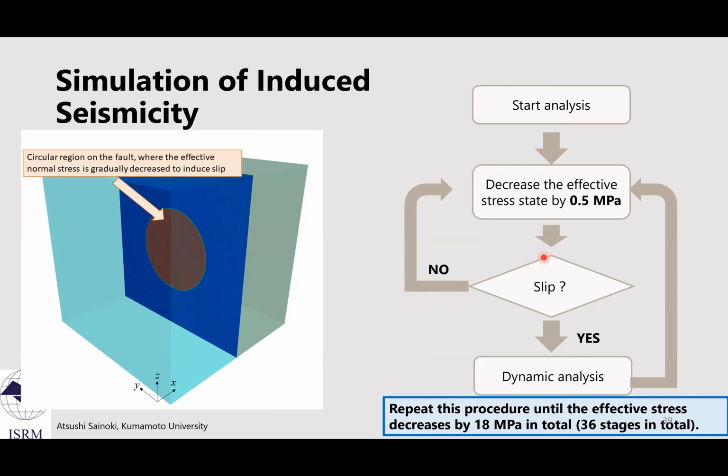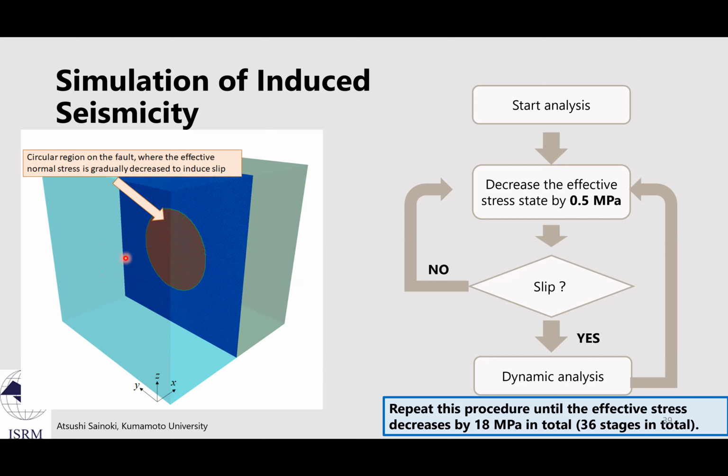And then after simulating the initial stress state, the effective normal stress in this circular region was decreased in a stepwise manner to initiate fault slip. So the reduction of this confining stress represents anthropogenic activities, such as large-scale stope extraction or fluid injection.